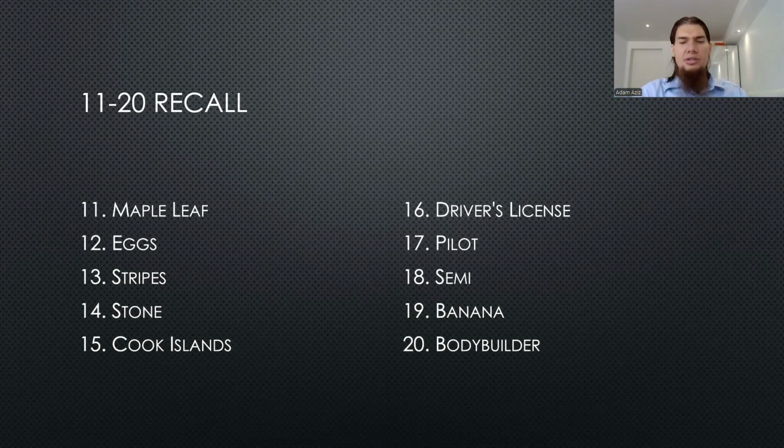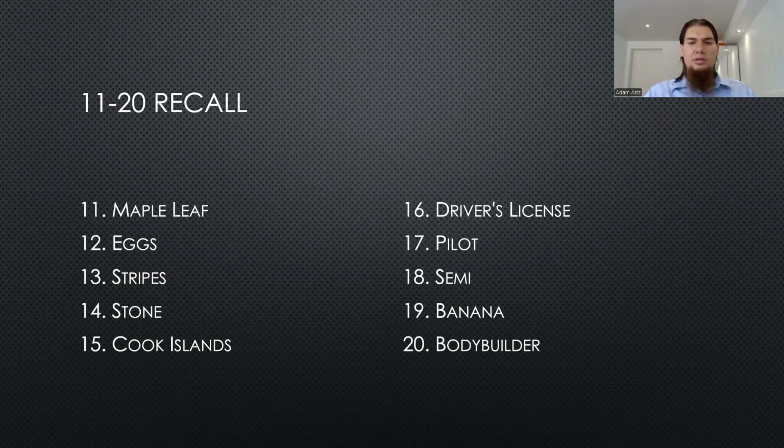Number 16 is driver's license. What was pictured on the driver's license? It was a sloth. Number 16 is sloth. Number 17 is pilot. What was the pilot delivering? He was delivering a gift to a king. Number 17 is gift. Number 18 is semi. What was the semi hauling? He was hauling a load of salt.